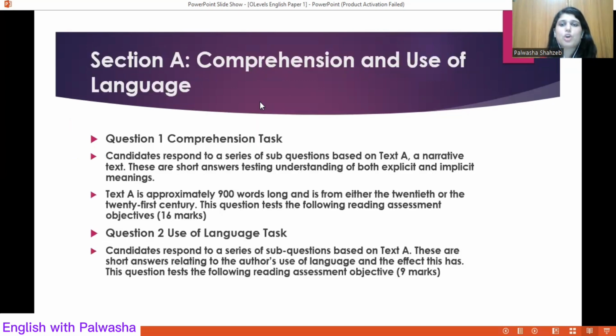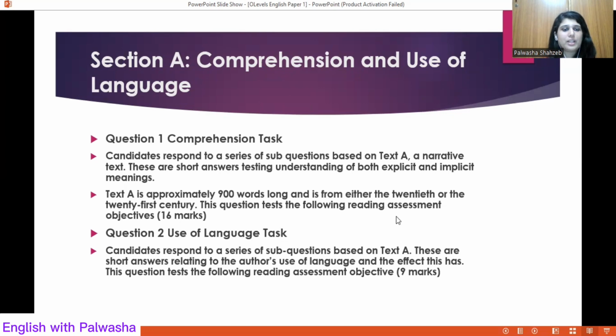Section A is basically based on comprehension and use of language. Question number one is completely a comprehension task. You know how to comprehend things, how to pick and choose the answers exactly from the text. If they have written, use your own words, then do it. Candidates respond to a series of sub questions based on text A, a narrative text. These are short answers testing understanding of both explicit and implicit meanings. Text A is approximately 900 words long, which you're going to read in detail, and it's from either the 20th or the 21st century.